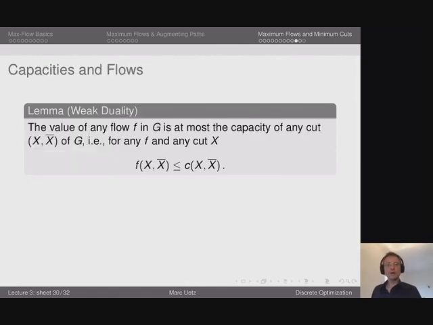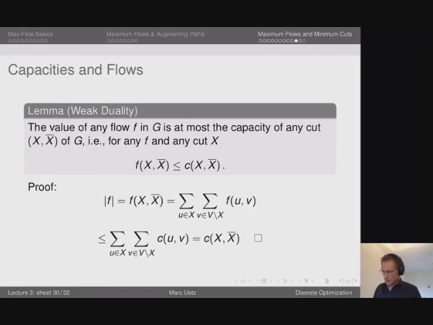is to reconfirm what we already observed, namely that the flow across the cut from X to X bar cannot be more than the capacity of the corresponding cut. Also, by definition, that should be clear, because the capacity denotes the maximum flow that could go across the cut. And also that proof is kind of trivial. So if I write down the flow, that's the flow from X to the complement of X.